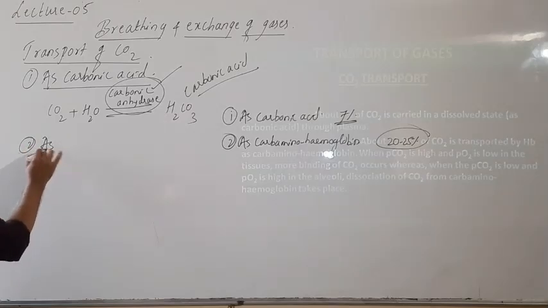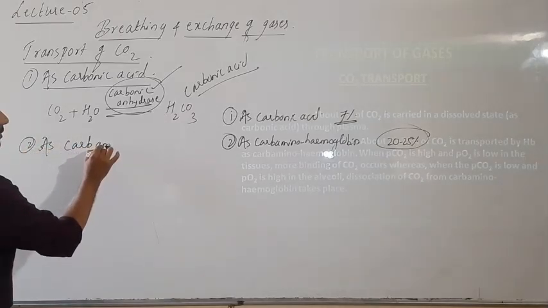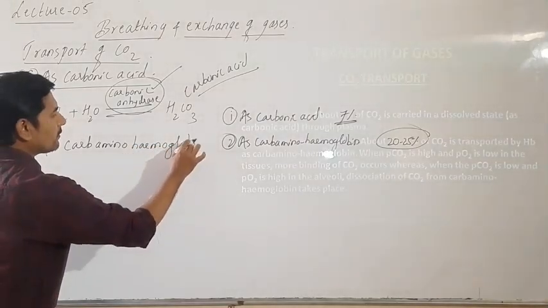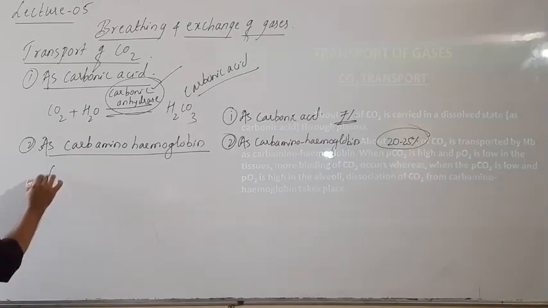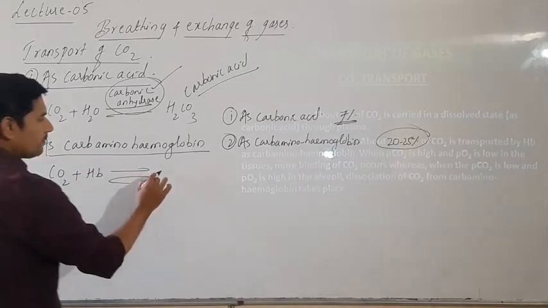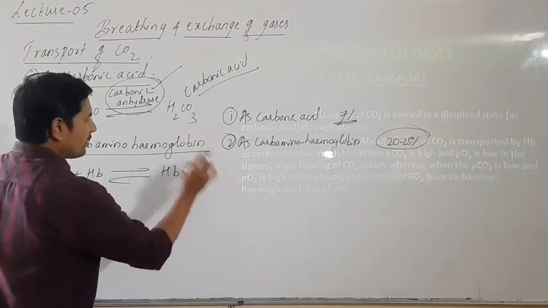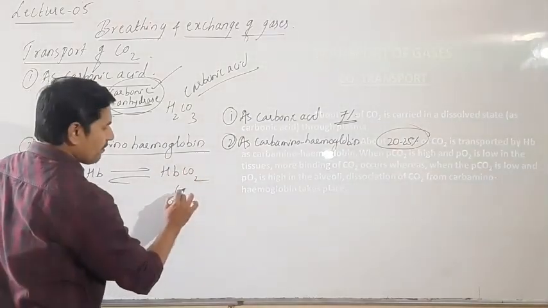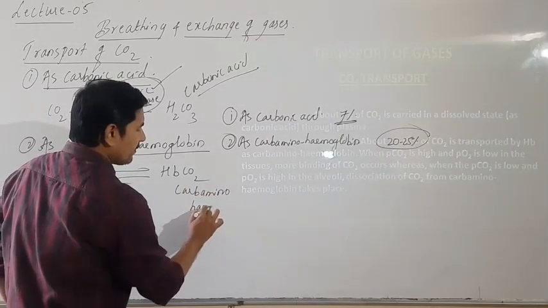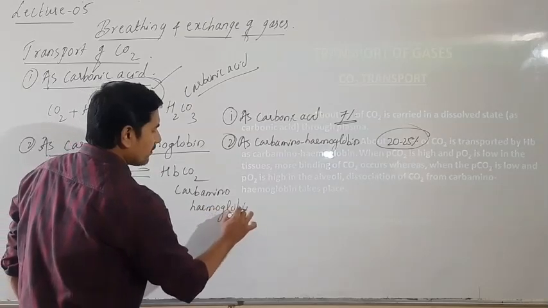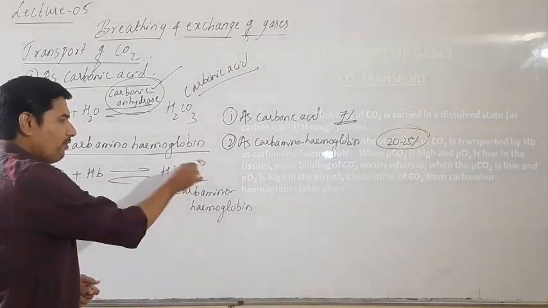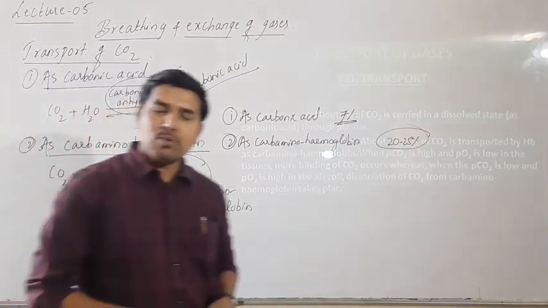Then the second one is as carbamino hemoglobin. Carbon dioxide will combine with hemoglobin to form HbCO2, which is called carbamino hemoglobin. So carbon dioxide is also transported in the form of carbamino hemoglobin.